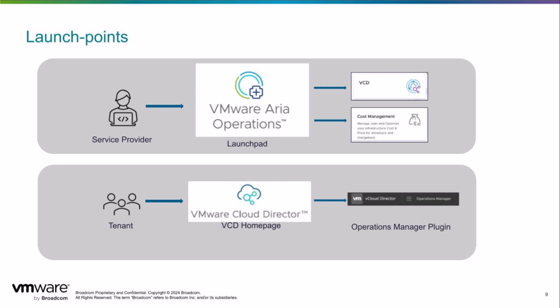Now, let us talk about the launch points. The access channels for operations will be as follows. The service provider can directly access all the VCD operations within Aria Operations through the VCD tile in the Launchpad. A tenant, however, will continue to use it through the Operations Manager plugin within VCD, which can be enabled by a service provider from VCD itself.